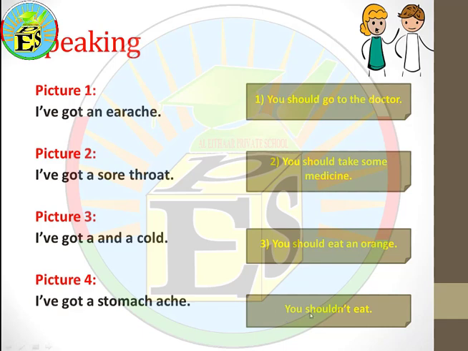Then you shouldn't eat. I want you to write these answers on your notebooks. Write the number of the picture, the first part of the speaking, and the second part. You can stop the video, write these answers on your notebook.